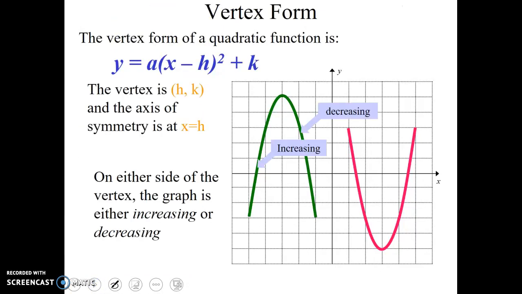All right, the other thing that you want to look at, the vertex form of a quadratic, the vertex is still like it was in the absolute value. The vertex is going to be your (h, k). The axis of symmetry is at x equals h. On either side of the vertex, the graph is either increasing or decreasing. So remember those key vocabulary words. Increasing means that it is going up from left to right, and decreasing means it's going down from left to right.